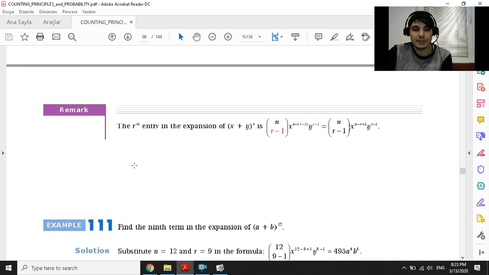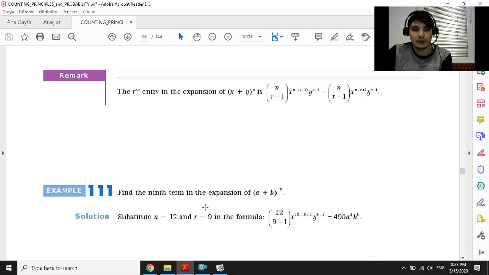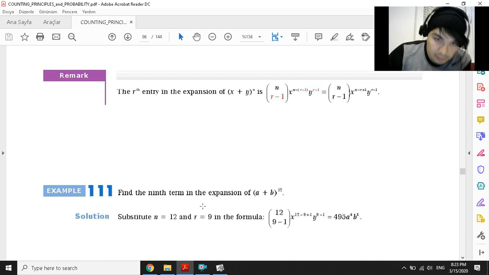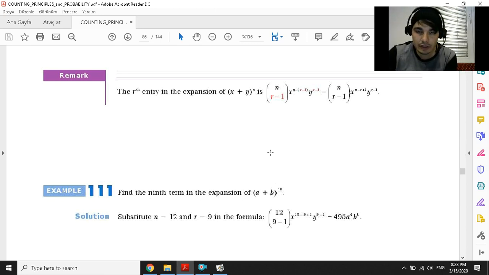Okay, so here you are gonna see the rth term in the expansion of x plus y to the power of n. You're gonna see here the rule. So let me make it clear by solving this example 111. You are gonna see here the expansion of a plus b to the power of 12, and we will find the ninth term. So to find it, actually, we have to define the values of n and r. After that, we will put them in the original formula. So n is 12 because we will find the 12th power, and r is 9. Why? Because we will find the ninth term.